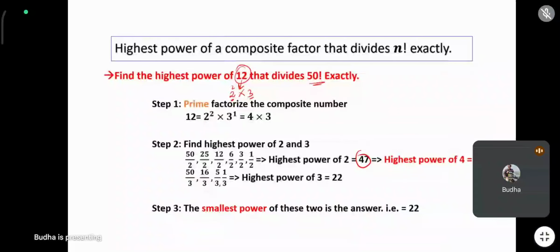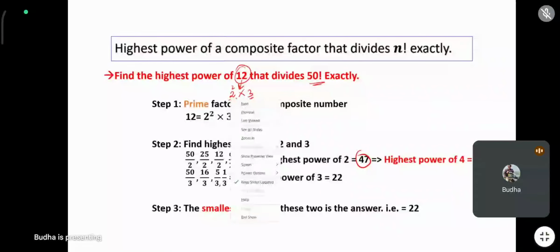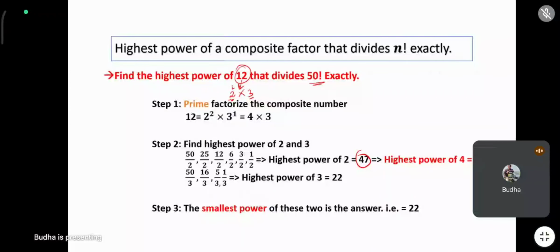मैंने 12 का सोचा तो 12 के लिए I have to find out 2 as well as 3. So that means can I say 50 factorial can be written as 2 raised to power 47 into 3 raised to power 22. बाकी का मुझे कोई मतलब नहीं है, क्योंकि बाकी नंबर से I cannot make 12. I can make 12 using 2 and 3 only.